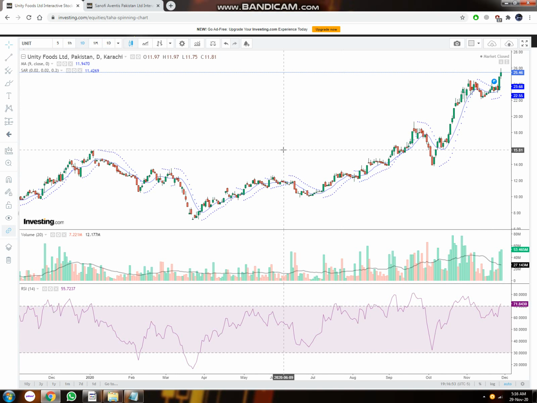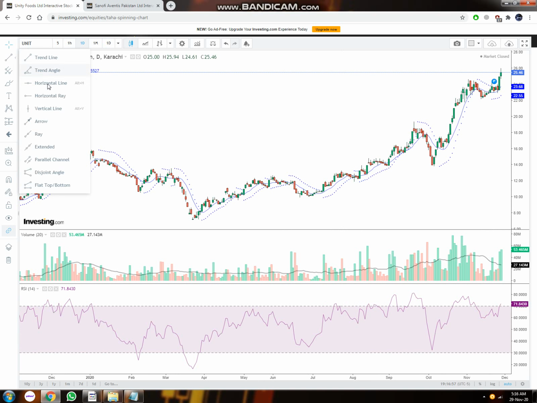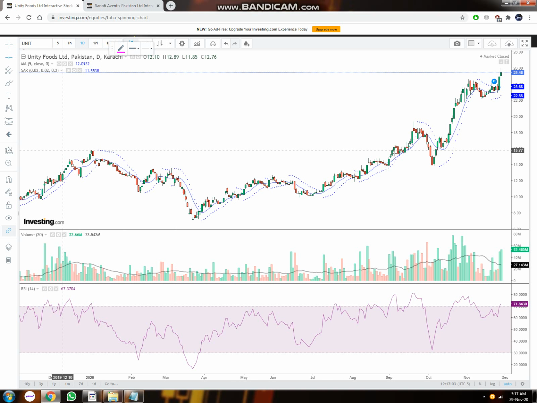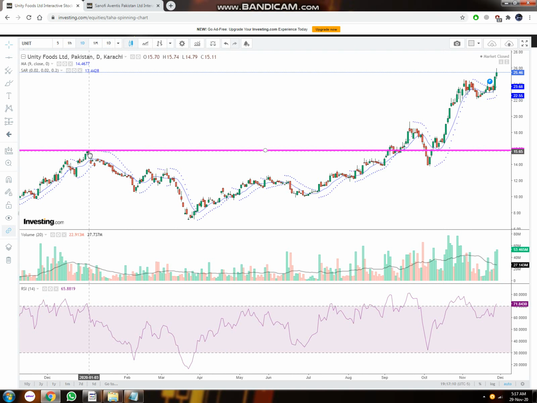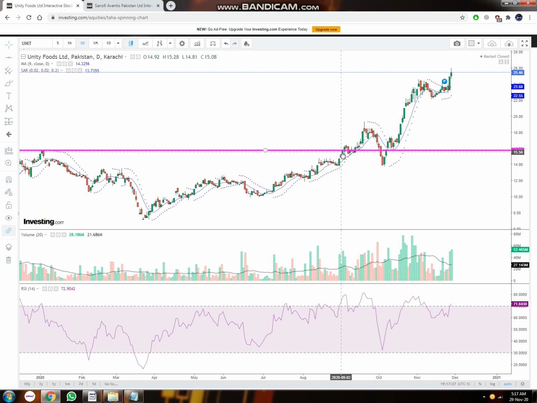But as you can see here, this area is a major area of resistance. It went to the top and traded below this area. Whenever the trend trades below a level like this, it means it is a resistance level, just like here. As it broke this resistance line, it came down, confirmed, and then moved in the upward direction. Now this area acts as a support level.